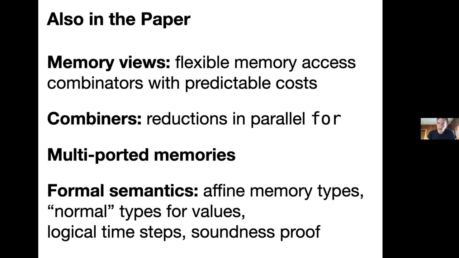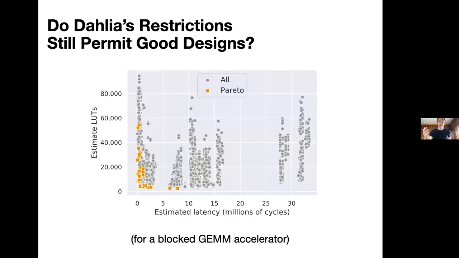So with that description of the language, I want to show you some results from the perspective of what it means practically. And one practical constraint that a language like this must satisfy is that it's not overly restrictive. That is, it still allows you to write reasonable programs.